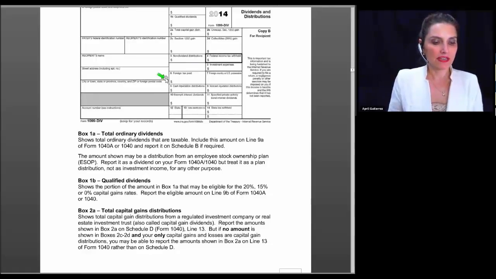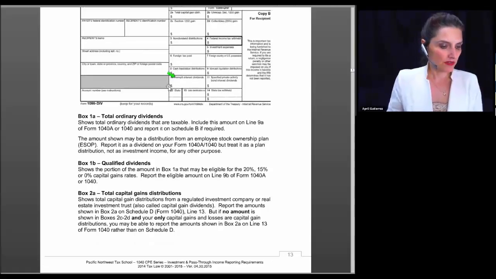Line 6, foreign tax paid. As with the 1099 INT, any amount shown on a 1099 DIV can be entered directly on the 1040 form as a foreign tax credit to offset your federal tax, as long as the amount is $300 or less, or $600 or less on a joint return. If the amount goes over, you need to attach Form 1116. And if you are attaching Form 1116, the form wants to know what country you paid the tax to.